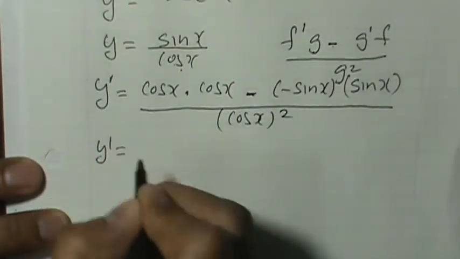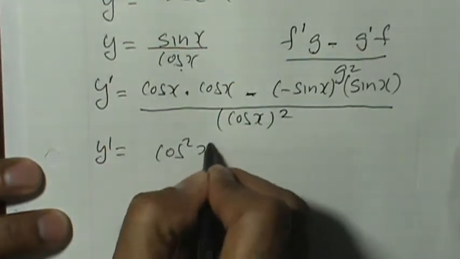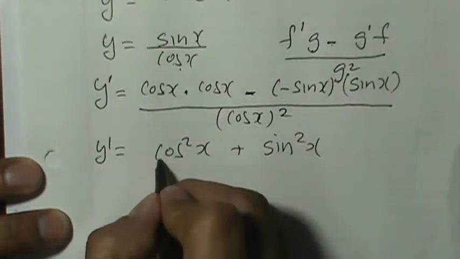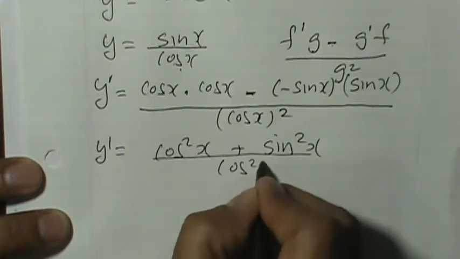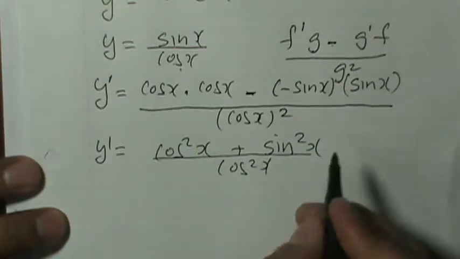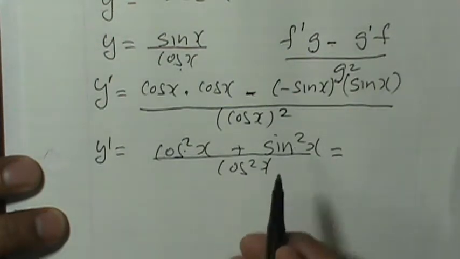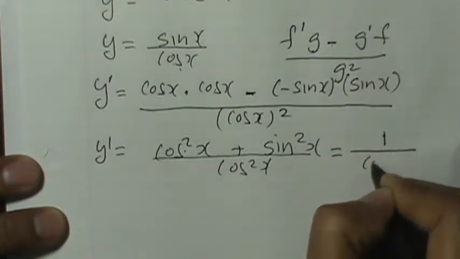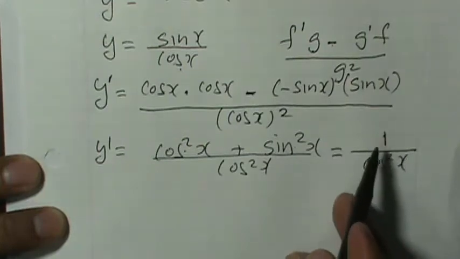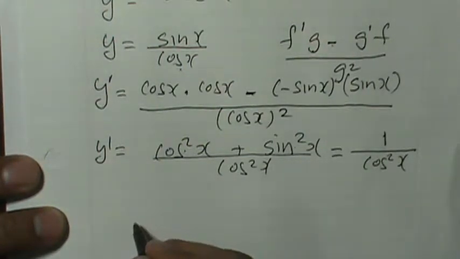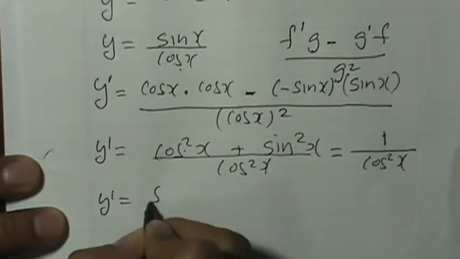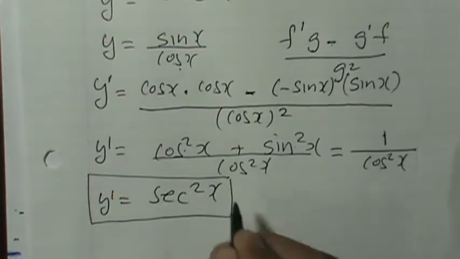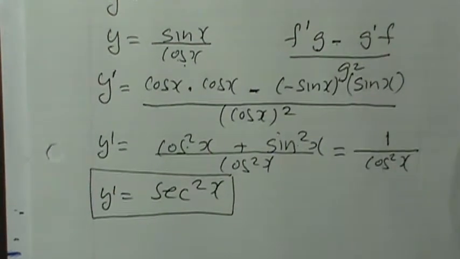So y prime would equal cos x times cos x, which is cos squared x. Negative times negative is positive. Sine x times sine x would be sine squared x, all over cos squared x. Right? Now we know that cos squared x plus sine squared x is another trigonometric identity, which would be 1. So 1 over cos squared x. Now, to flip this, what's the reciprocal of cos squared x? It would be secant squared x.